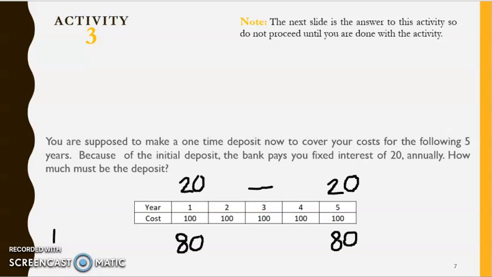So what is the total amount of money that we need to deposit? It is $400. Because when it is $400, each year you are going to deduct $80 from it, and in this way, after 5 years, the deposit turns to 0, while we encountered no shortage of money.